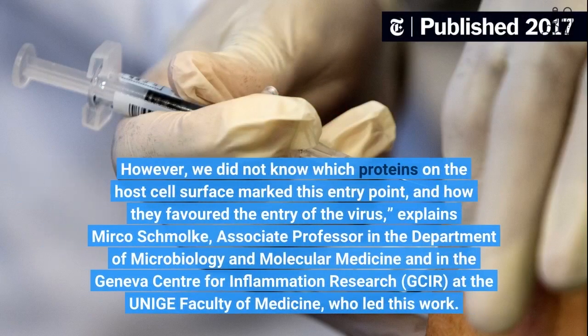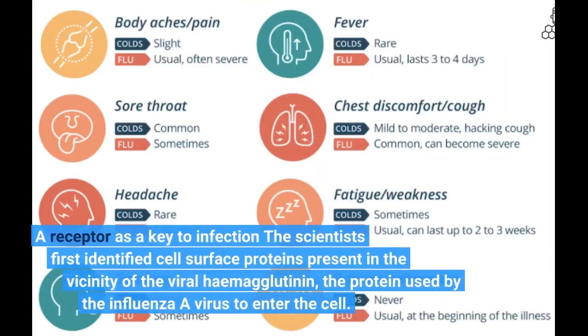However, we did not know which proteins on the host cell surface marked this entry point, and how they favored the entry of the virus, explains Mirco Schmolke, Associate Professor in the Department of Microbiology and Molecular Medicine and in the Geneva Centre for Inflammation Research, GCIR, at a receptor as a key to infection.